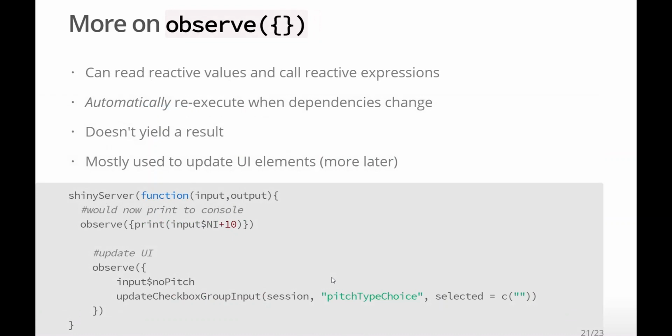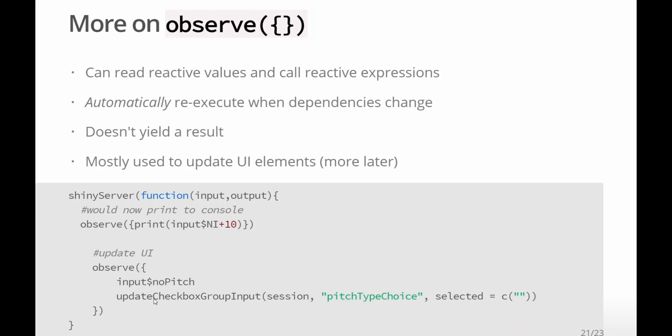Okay, let's do observe now. So observe, again, this just creates a reactive context that's going to reevaluate whenever one of the input values changes, or say you're calling one of your reactive objects, it will reevaluate when those change as well. This isn't going to really yield a result. It's not going to save it anywhere, but whatever code will be rerun. Mostly, observe is used to update your UI elements.